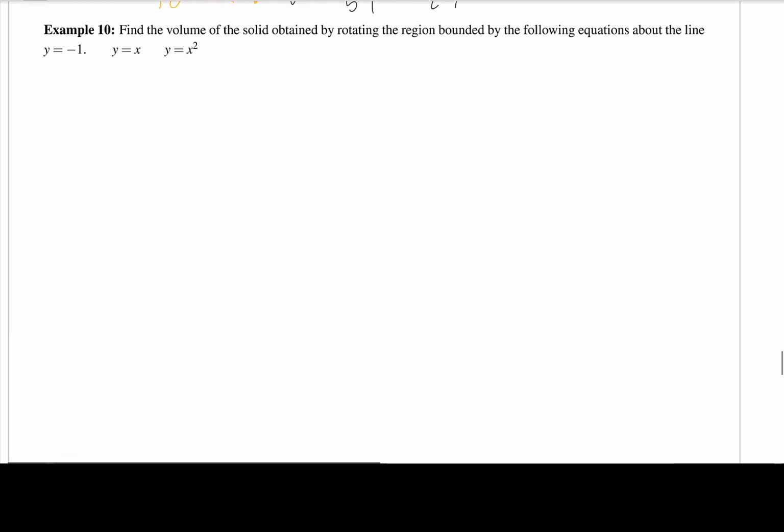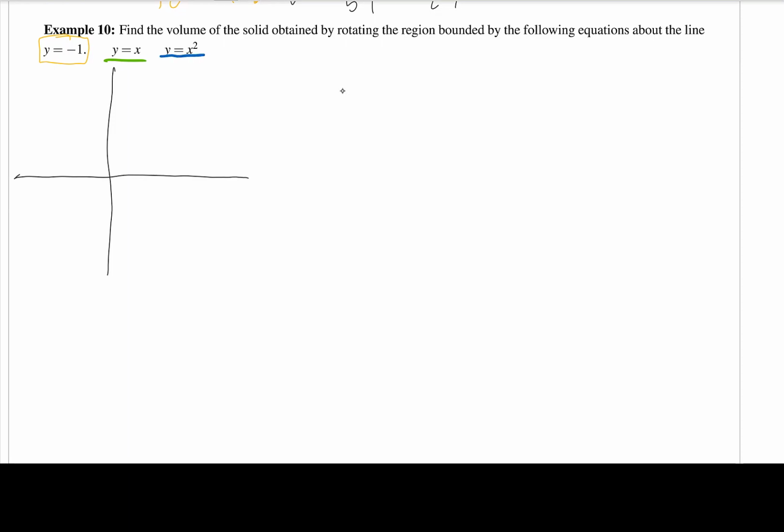Okay, now let's look at example 10. So the motivation now is that we have example 10 and then example 11, and then we'll be done. Okay, so for example 10, we can set up our region by doing the following. We're going to be rotating about the line y equals -1, so that'll be a little interesting. But we should have this green line y equals x, and this blue line y equals x squared.